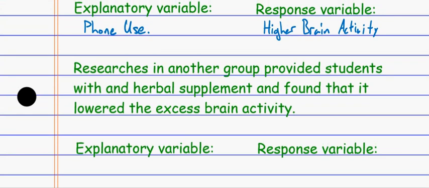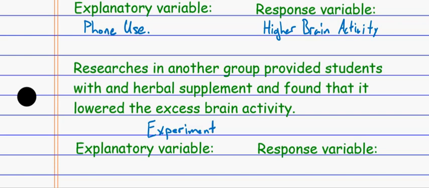This one, when we look at something like this, it says researchers in another group provided students with an herbal supplement and found that it lowered excess brain activity. So now we are having a group take an herbal supplement. Okay. So we are imposing some kind of treatment. We are having them do something. We're having them take something, and we're monitoring what the results of taking that might be. Okay. And so this one is an experiment because we are imposing that treatment. So this is an experiment.